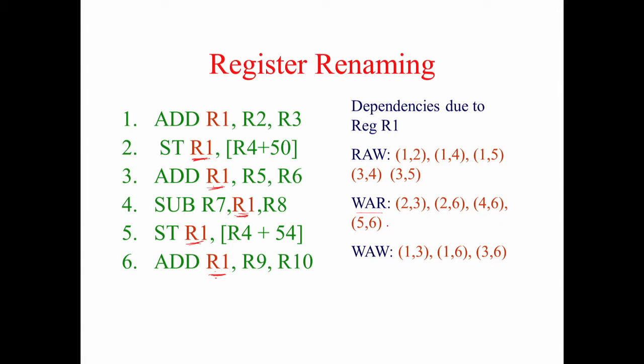And write after write, that you see between 1 and 3, this is writing to R1, this is also writing to R1, and between 1 and 6, and 3 and 6.